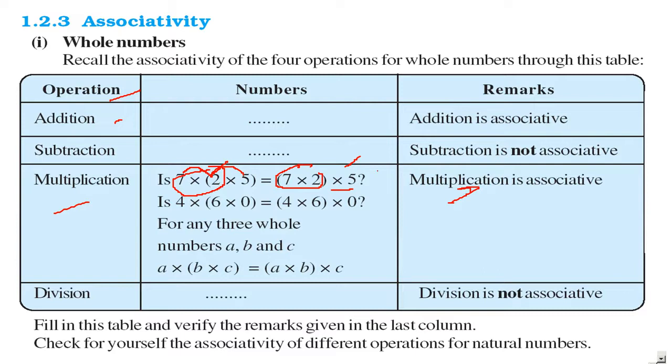So multiplication is associative. When we divide, you will not get this. If I divide 2 by 3 and then divide the result by 5, it may not give the same result as if I divide 3 by 5 and then divide 2 by that.